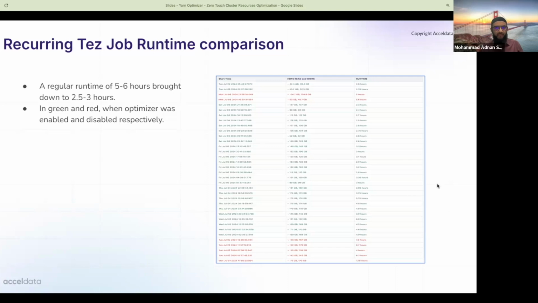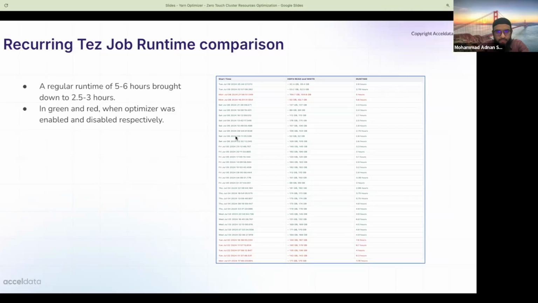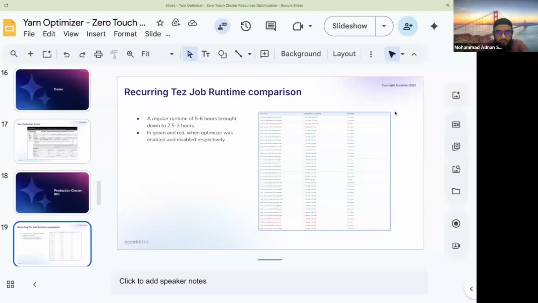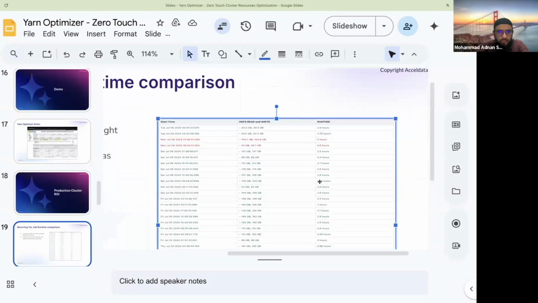If you don't mind, can you please zoom a bit? Perfect. Yeah, maybe that helps. All right. No worries. I think that should be good enough.